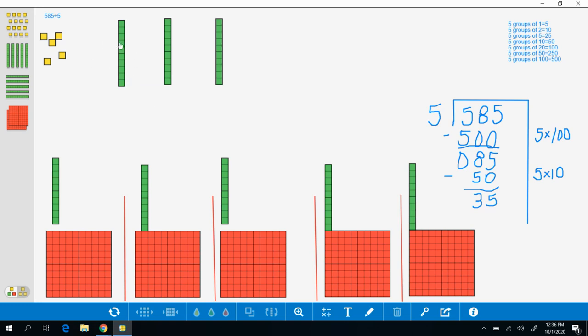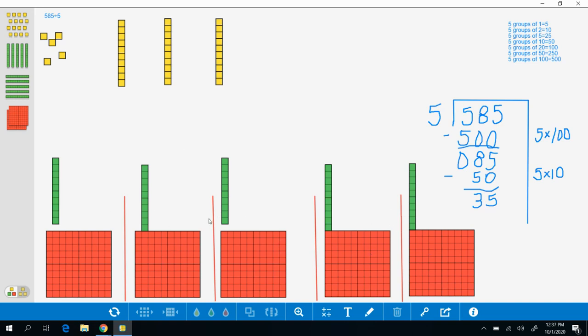And the way we're going to do that on this app is we're going to select the 10 rod and click this here for break apart. Watch what happens. We're going to exchange 1 10 for 10 ones. We're exchanging another 10 for 10 ones and another 10 for 10 ones. Now we have 35 ones. What can we put in each group?